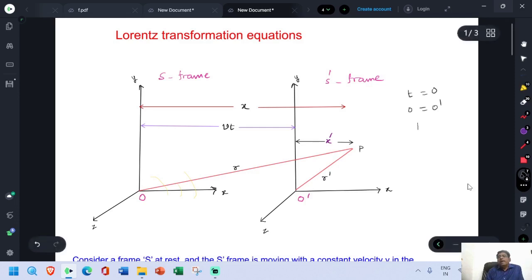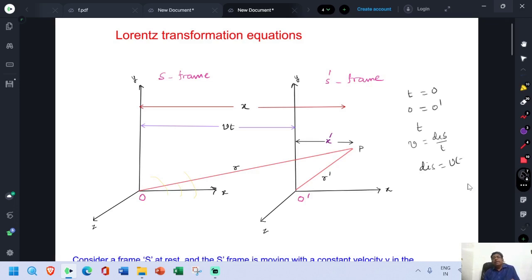After a time interval t, the S dash frame is at a distance vt, because velocity equals distance by time. Distance equals velocity into time. So after a time t, the new position of the S dash frame is v into t.